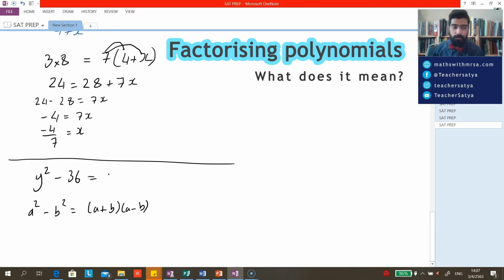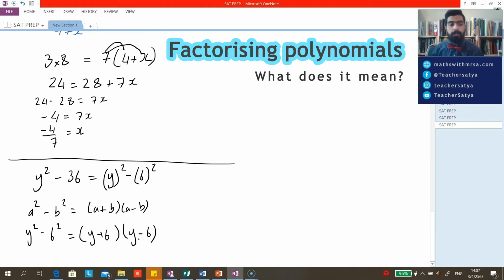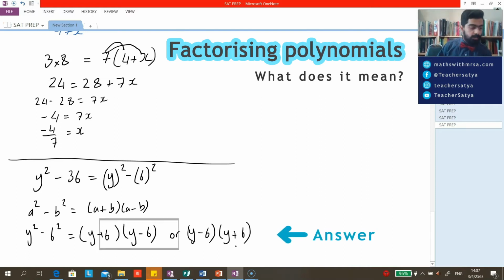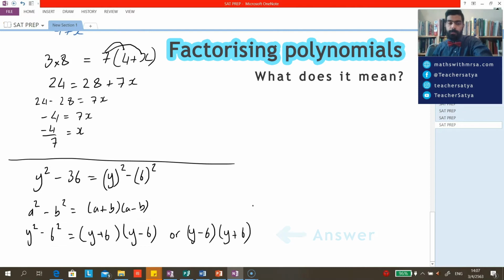We can write this as y to the power of 2, or y squared minus 36. We can also write it as 6 squared. Now if you take a look at this, we have it in this format. We have y squared minus 6 squared, which is equal to y minus 6 and y plus 6. You can swap how you write it, even if you write it as y minus 6 or y plus 6, the answer would be the same. Now let's do one more.